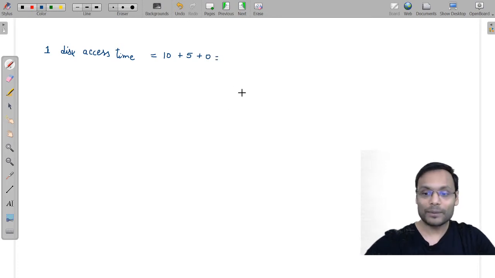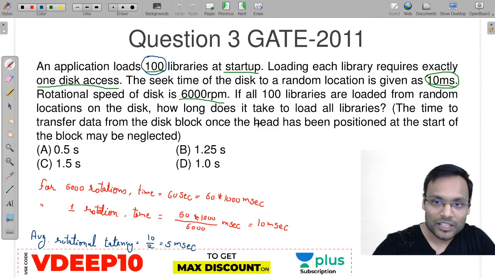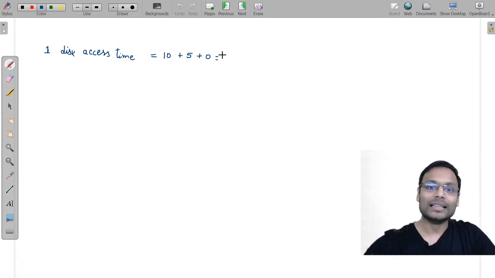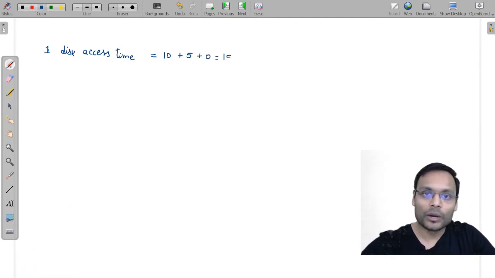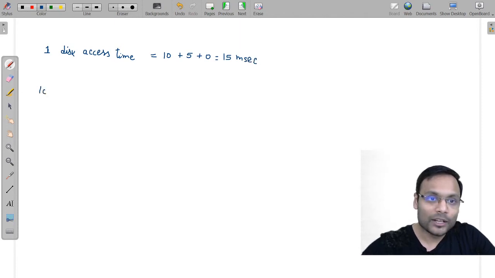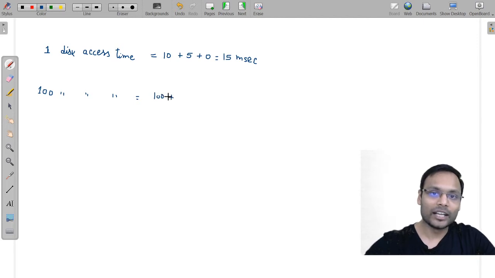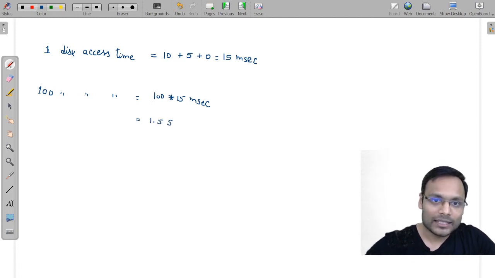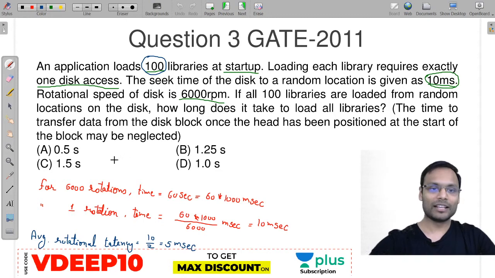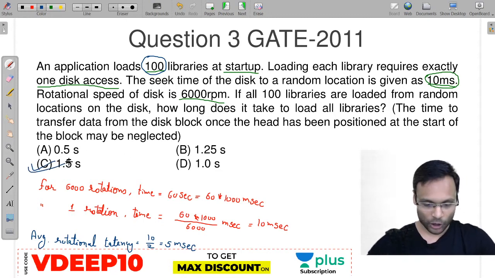Why? I explained the same thing multiple times: the transfer time they have told is 0, that's why I neglect it. Okay, 15 milliseconds, that is one disk access time. I want to calculate 100 disk access times. Why? Just because 100 libraries will take 100 accesses. Hence, 100 into 15 milliseconds, which is 1500 milliseconds, which is nothing but 1.5 seconds. Options are given in seconds, so I'll go with option C.